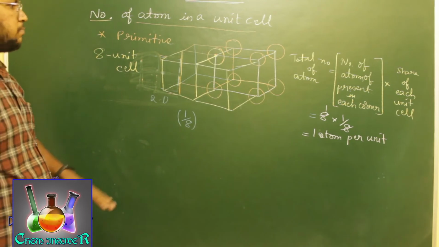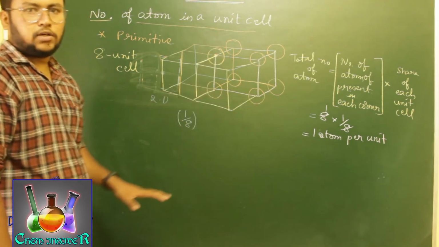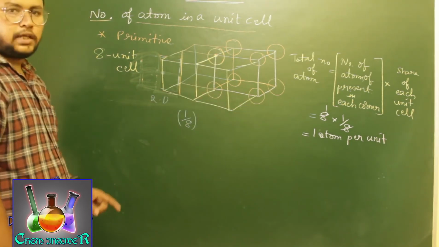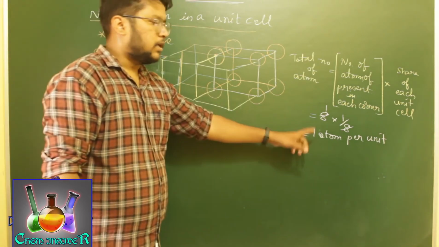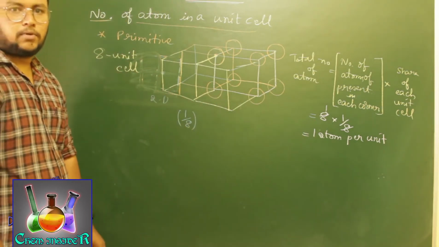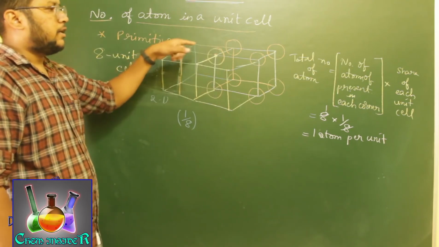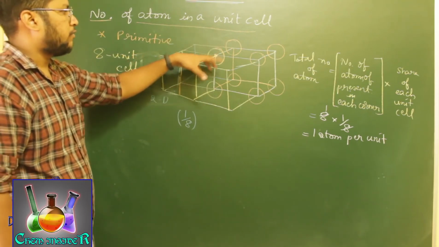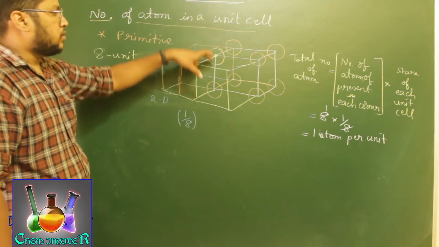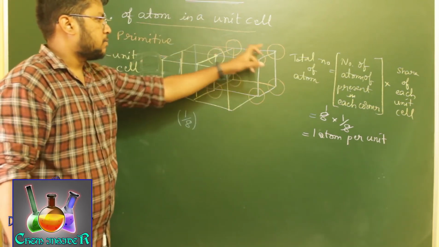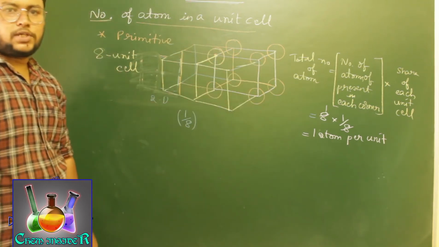So if we just simply say that there are 8 atoms in 8 corners, that's not the exact answer. The exact answer will be 1 atom per unit cell of primitive type. That is because 1 atom will be shared by 8 different cells. So there are 4 over here and 4 more will be placed above it.